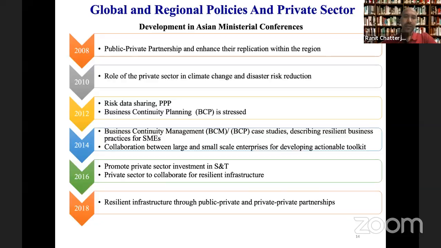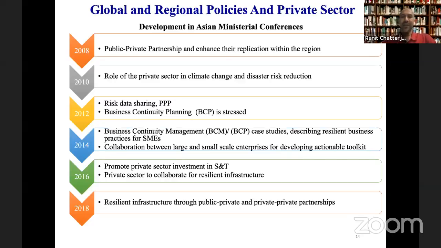In 2012, there was a focus on risk data sharing through PPP, and business continuity planning was stressed. In 2014, again, business continuity management, BCP, case studies were shared, and collaborations between large and small scale enterprises for developing an actionable toolkit were focused on. But what changed after 2015 is, if you see, promoting private sector investment in science and technology, and private sector collaboration for resilient infrastructure.